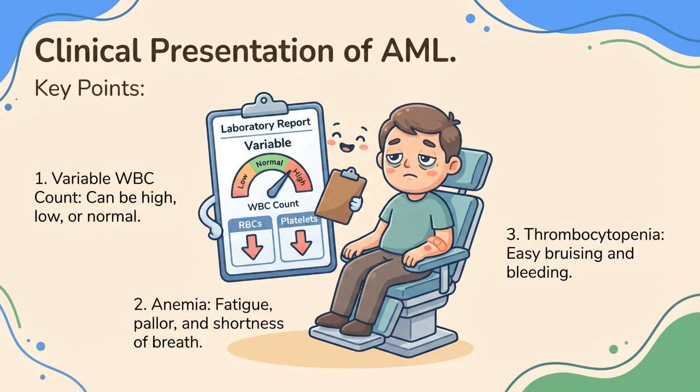Anemia is almost universally present, leading to fatigue and pallor, because the blasts crowd out normal red blood cell production. Thrombocytopenia, a low platelet count, is also common, increasing the risk of bleeding and bruising. These symptoms often develop rapidly, reflecting the aggressive nature of AML. So, when you see a patient with unexplained fatigue, easy bruising, and perhaps recurrent infections, always consider the possibility of AML. This clinical picture is a direct consequence of the marrow being overrun by immature myeloid cells. Understanding these clinical signs helps us appreciate the urgency of accurate diagnosis.